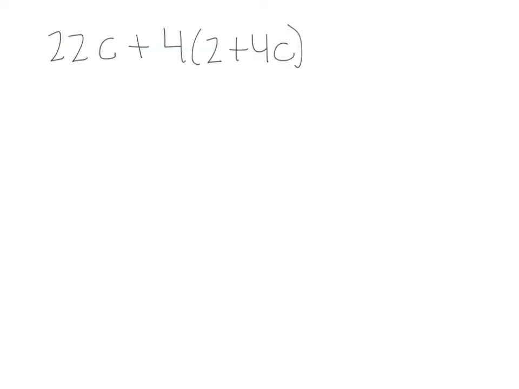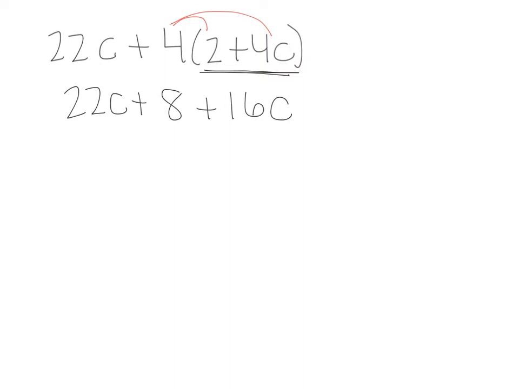Okay, next up we have 22c plus 4, and then inside the parentheses 2 plus 4c. The first thing that I want to do is look to those parentheses, because if I'm thinking order of operations, that would be the first thing I would want to do. Normally we would add what's inside the parentheses, but we can't add 2 plus 4c because they are not like terms. So we can apply the distributive property here in order to get rid of our parentheses. We keep the 22c, we multiply 4 times 2, which would give me 8, and 4 times 4c, which would give me 16c.